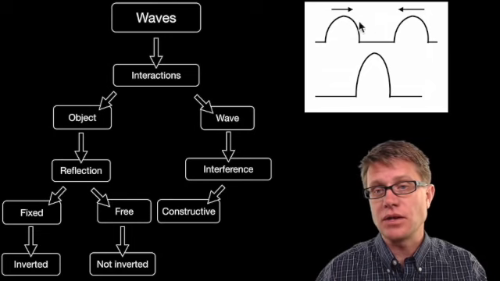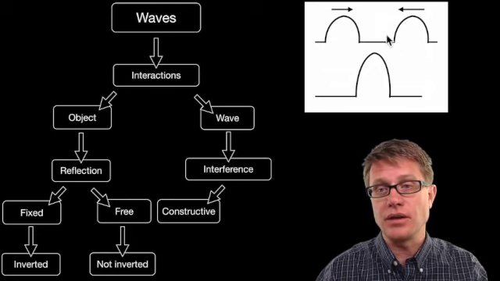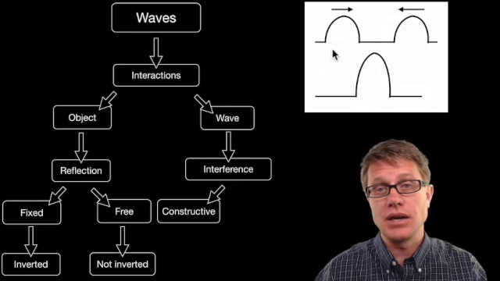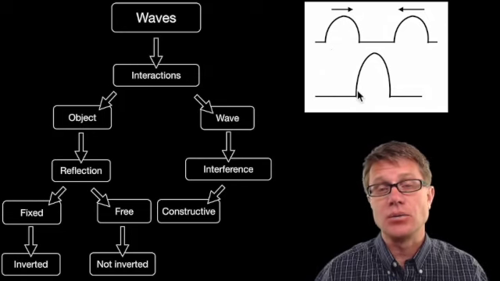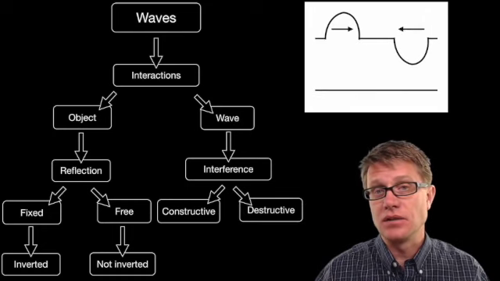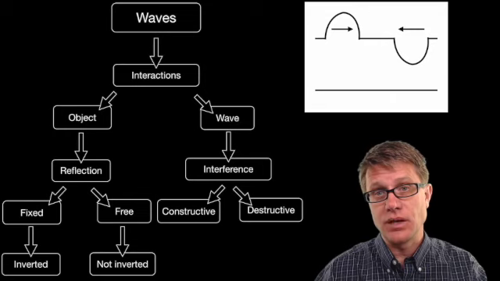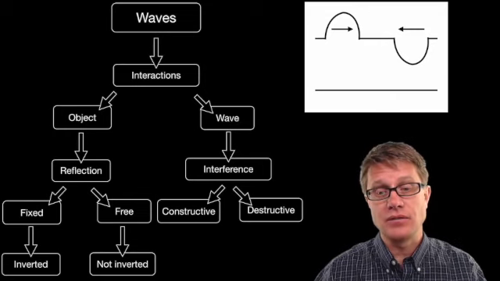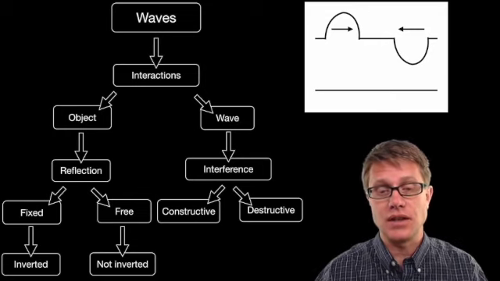Constructive is when two waves come towards each other and they're both on the top. So what do we get? When they hit, we get one big wave. We're adding those waves together, so we're constructing a bigger wave. If it's destructive, we're on either side, and what do we get? We cancel each other out. So we are destroying the size of that wave.